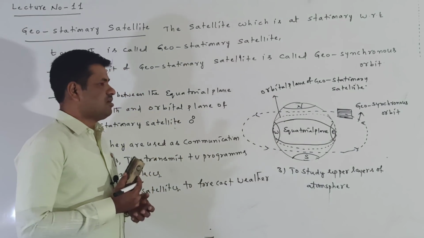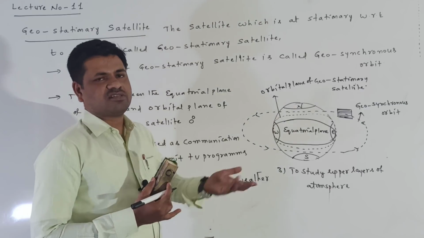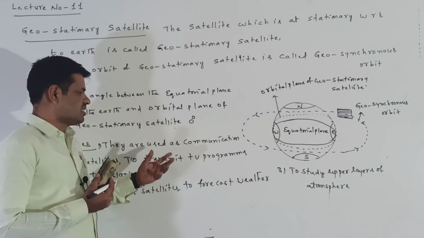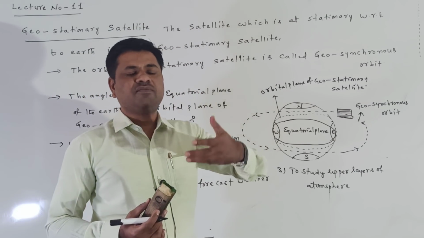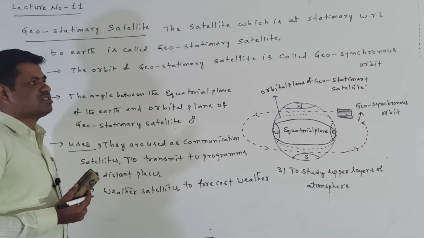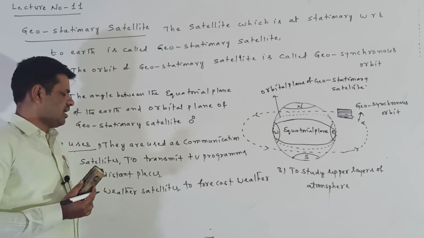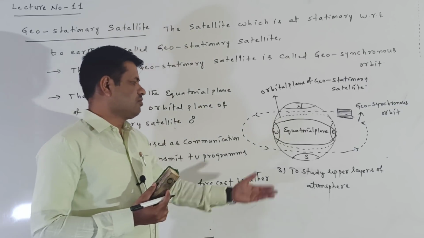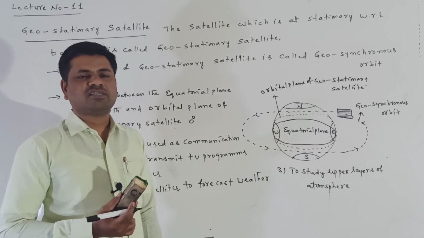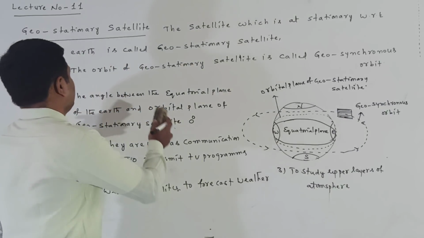Next, geostationary satellites have some uses. They are used as communication satellites to transmit TV programs to distant places. Another use is as a weather satellite to forecast the weather, and we also use geostationary satellites to study the upper layers of the atmosphere. These are the main uses of geostationary satellites.